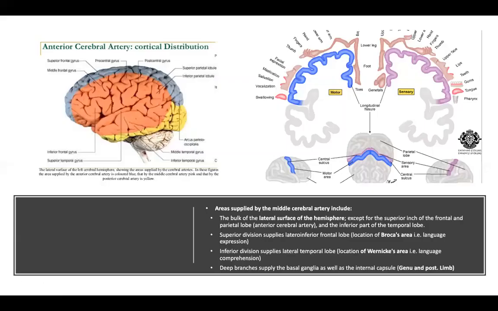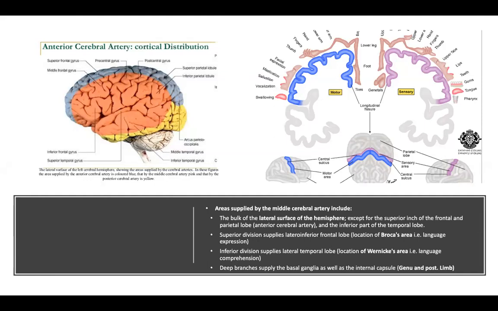Now to look at it in more detail, we know that, as we agreed, it covers the bulk of the lateral surface of the hemispheres. It covers the frontal lobe. What is there in the frontal lobe? Let's put it this way. The frontal lobe is mainly responsible for motor, as in movement, and when it comes to speech, it's Broca's area.